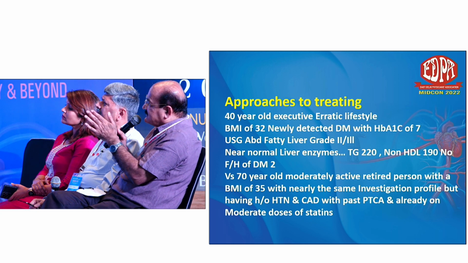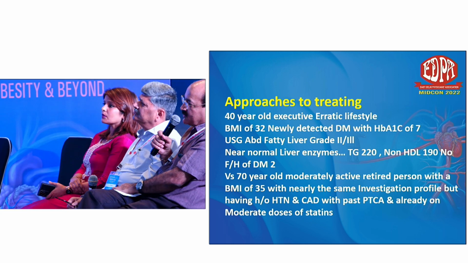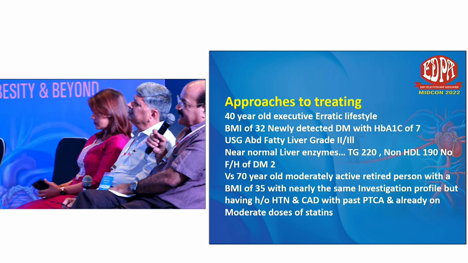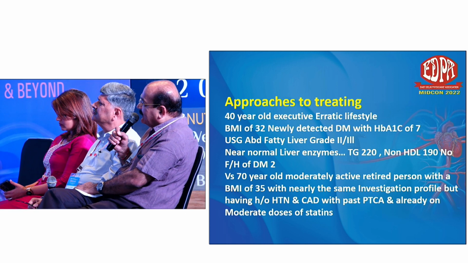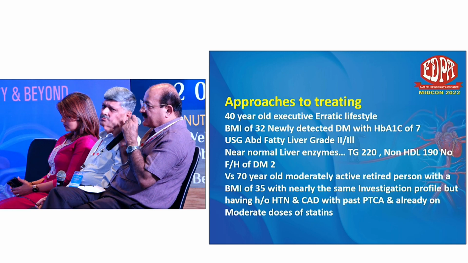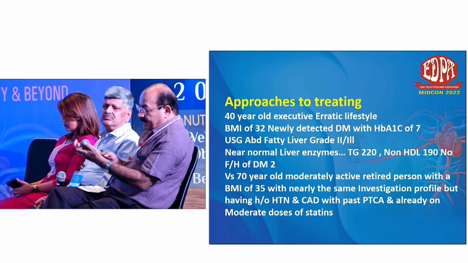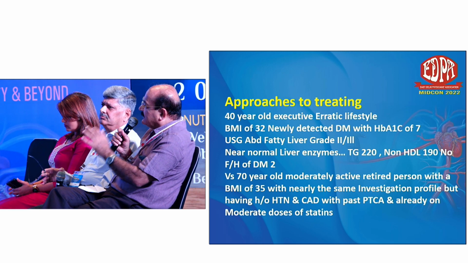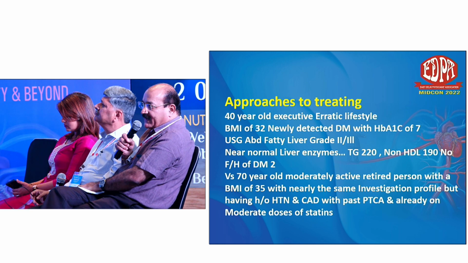And his lipids are bad for him. Triglyceride ideally should be 150, and even non-HDL is also quite high. Surprisingly, this patient does not have a family history of diabetes.